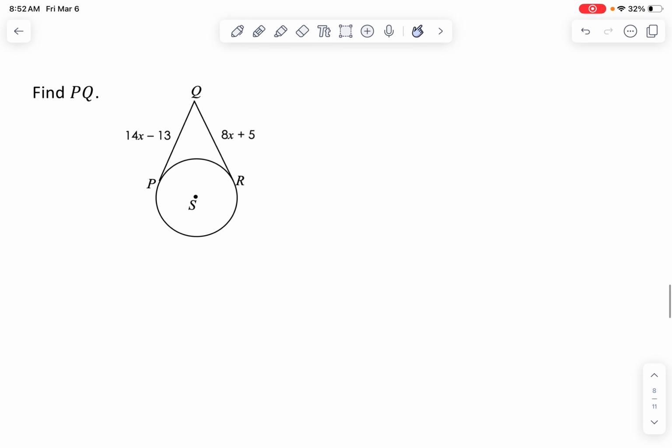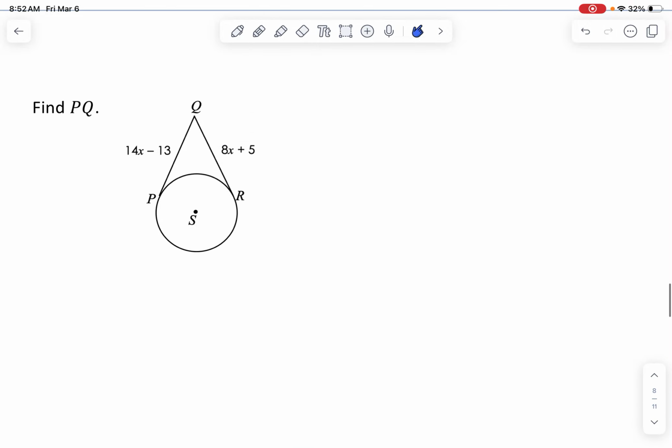Okay. And then this one is using one of those other properties to help us. So it says, find the length of PQ. Well, in this case, what appears to be a tangent line, we assume is tangent. And that'll say that on your assignment. So if that's the case, then this and this are congruent.